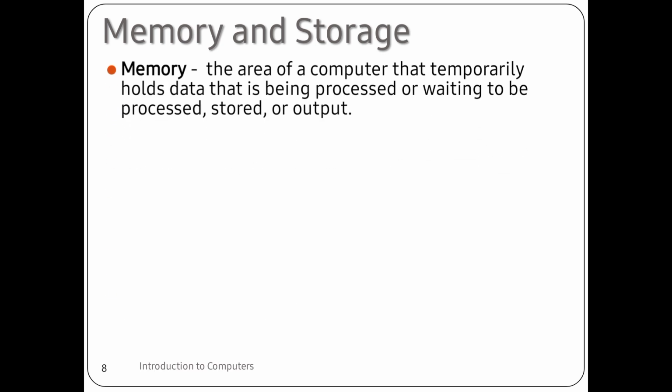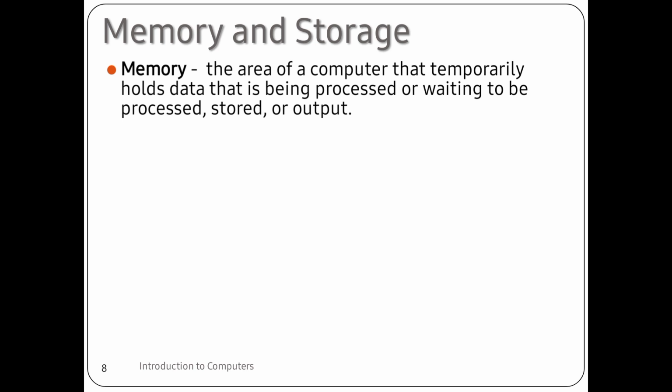This is the area of a computer that temporarily holds data that is being processed or waiting to be processed, stored, or output. For example, when typing a letter, you'll be able to see what you're typing on the screen, and also you'll be able to make changes on what you're typing. What makes you do that is what we call a memory.